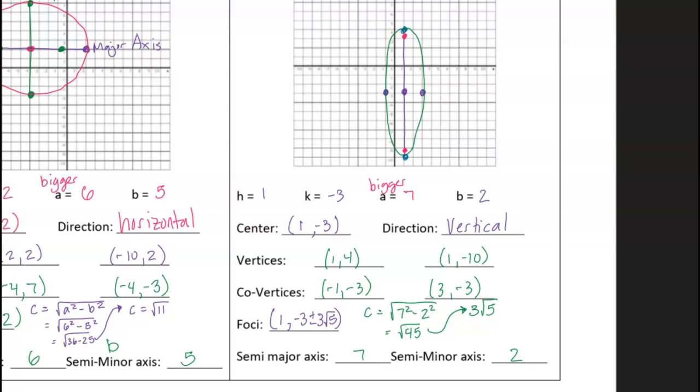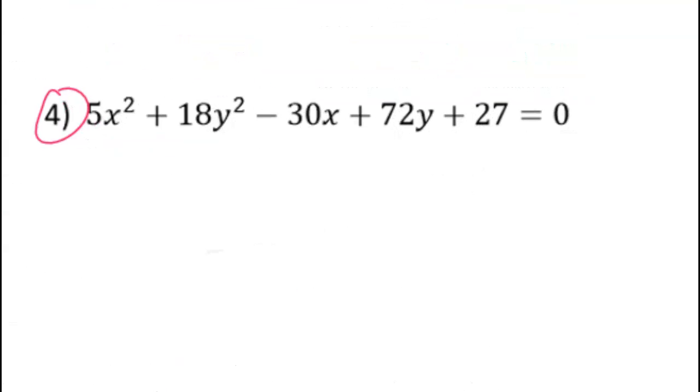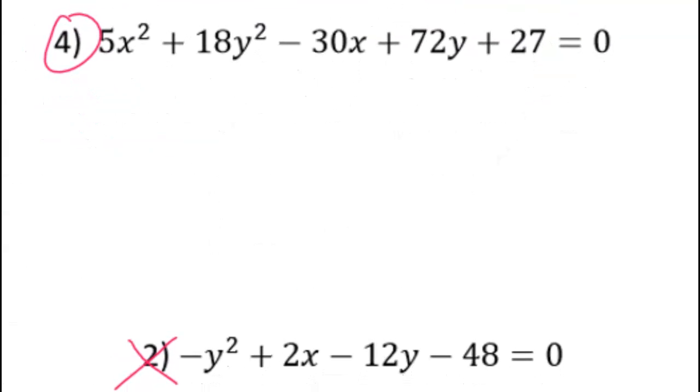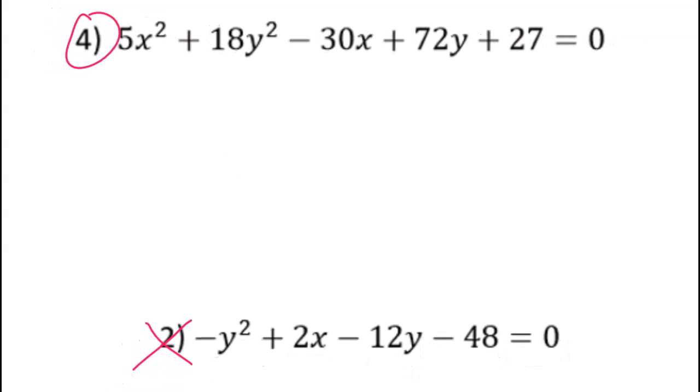Okay, so now let me pause this. All right, so when we're trying to complete the square of anything that has multiple variables, what you first need to do is group the variables. And you also need to take the constant and move it to the other side. So that's what I'm going to do first here.